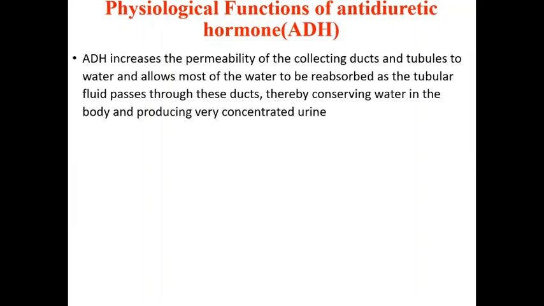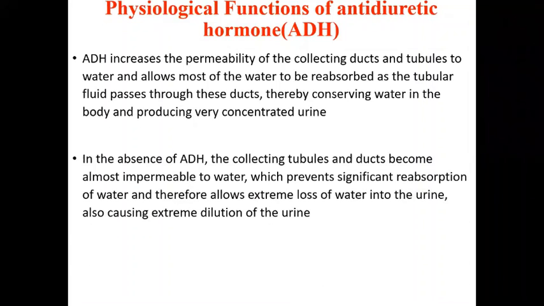So the ADH hormone, which is also called arginine vasopressin hormone, increases the permeability of the collecting ducts and tubules. So the permeability to water is going to increase. That is going to allow movement of water, or reabsorption of water, by increasing the translocation of aquaporin proteins, which I've already explained. So in the absence of ADH, the collecting tubules and ducts become almost impermeable to water, which prevents significant reabsorption of water and therefore allows extreme loss of water in the urine, also causing extreme dilution of the urine. So without ADH, the urine that a person will be producing will be highly diluted and they'll be producing larger quantities of urine, okay? Because much of the water is not being reabsorbed here without ADH.